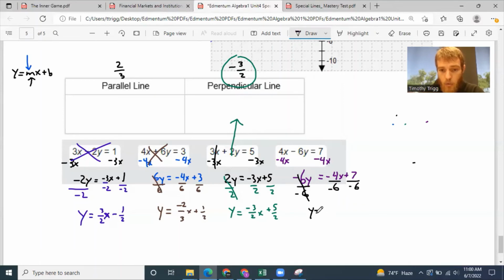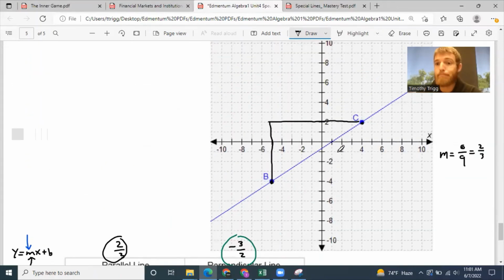So you have y equals, this negative over negative becomes positive. And 4 over 6, we can reduce this fraction by a factor of 2. So that gives us 2/3 x. Positive, because a negative over negative makes positive. And that's negative 7/6. Okay. Again, we're only looking at the slope to help us determine whether it's parallel or perpendicular. Well, in this case, 2/3 is what we're looking for. So this line would be parallel to BC.